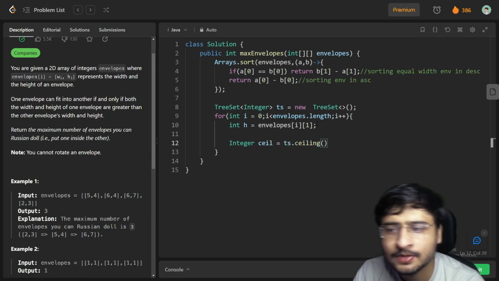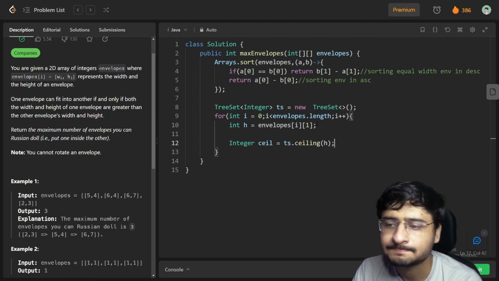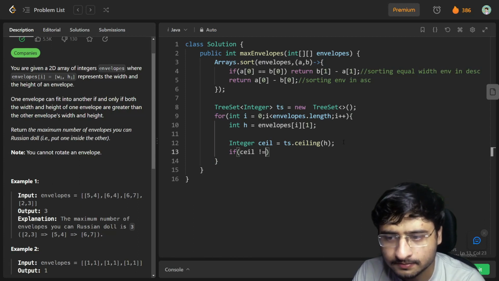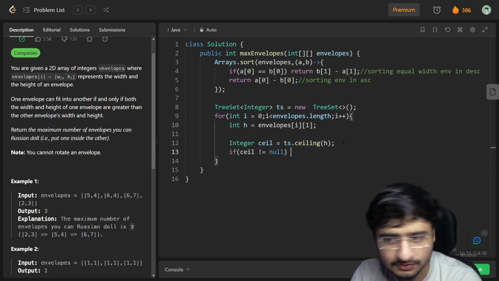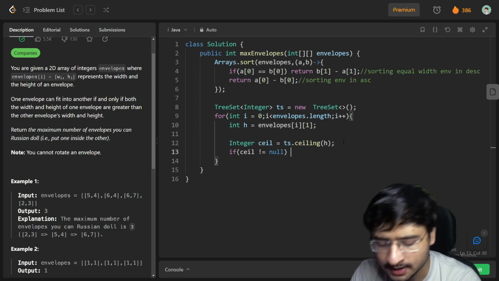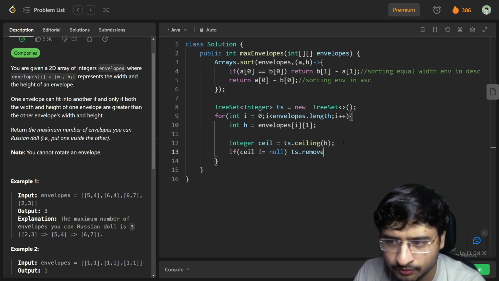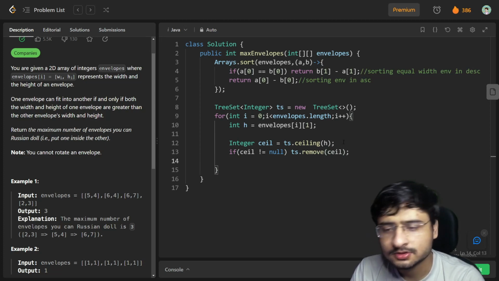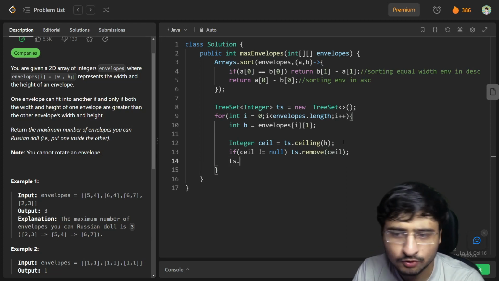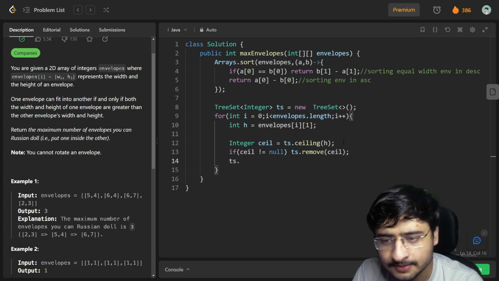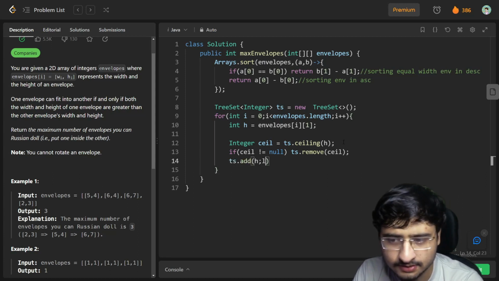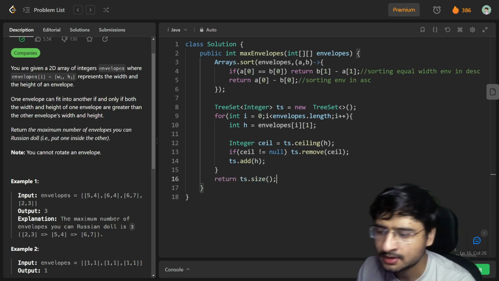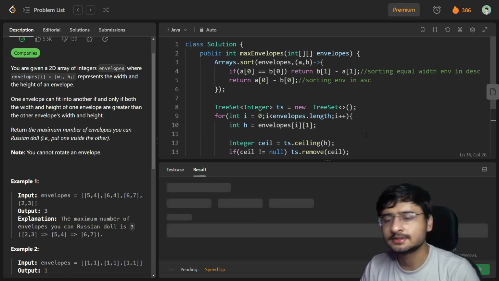This is the inbuilt function. I'll provide h here, correct? So I've calculated the ceiling. If ceil is not equal to null, if you are able to find the ceil of this particular height, I'll have to do ts.remove(ceil). And of course, after removing this ceil from here, I'll do ts.add(h), this height I want to add. In the end, I'll just return ts.size, and this will give me the longest increasing subsequence on the basis of height itself.